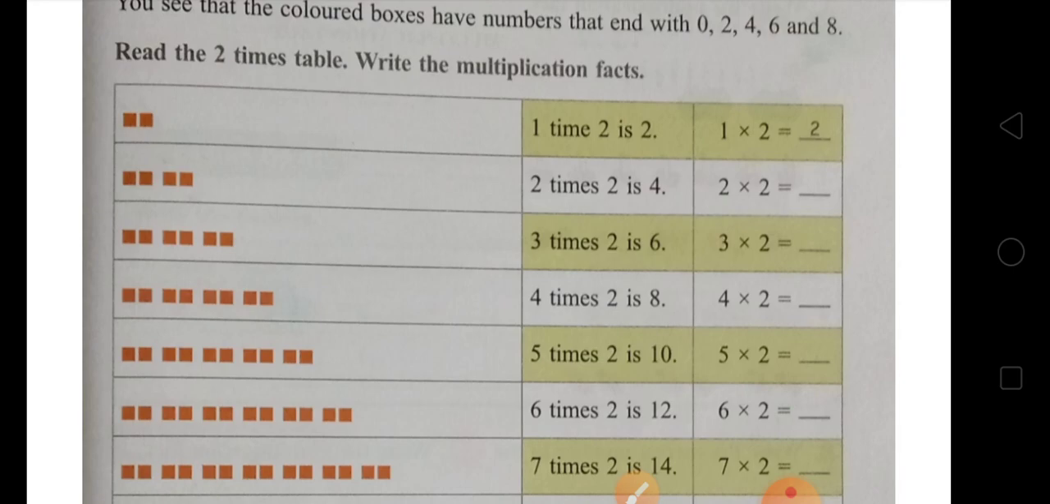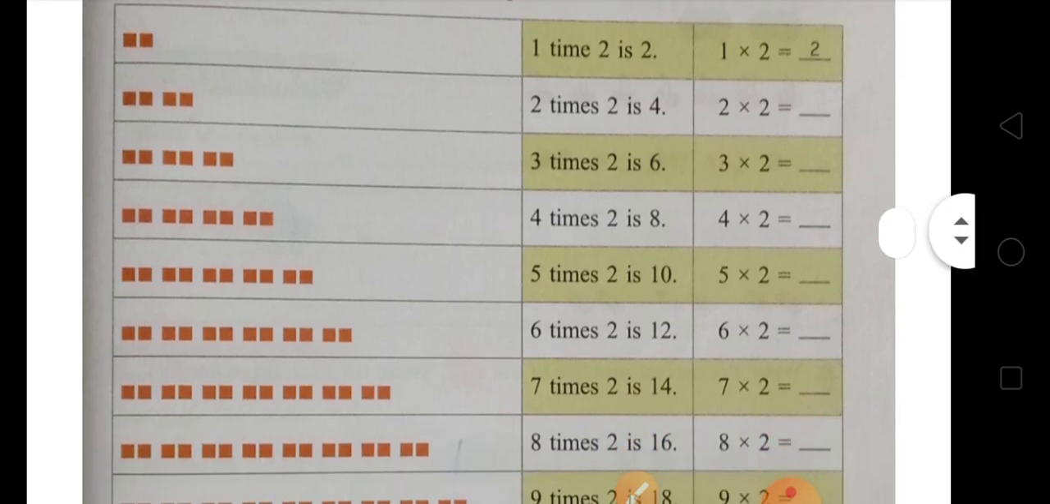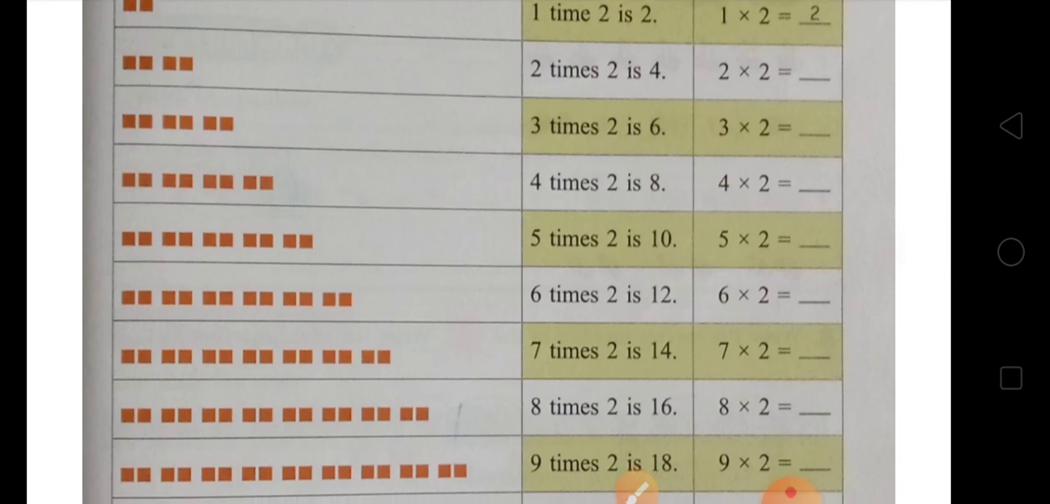Now 7 times 2 is 14, that will be 7 multiply 2 equals 14, because 7 is the number of groups and 2 is the number of squares in each group. Now 8 times 2 is 16, that will be 8 multiply 2, because 8 is the number of groups and 2 is the number of squares in each group. 8 multiply 2 will be 16.